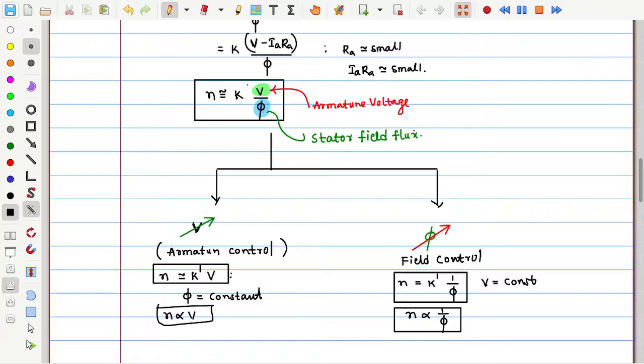You can, depending on your requirement, whether you want to decrease the speed of your machine or increase the speed of your machine, vary the corresponding parameters, which come as armature control and field flux control or field control. And one basic understanding you should make is that one is used for below base speed, and another is used for above base speed. So that also must be clear for everyone. Okay, so these are what we've seen so far.